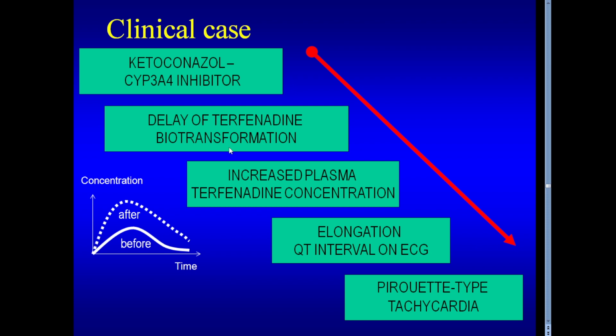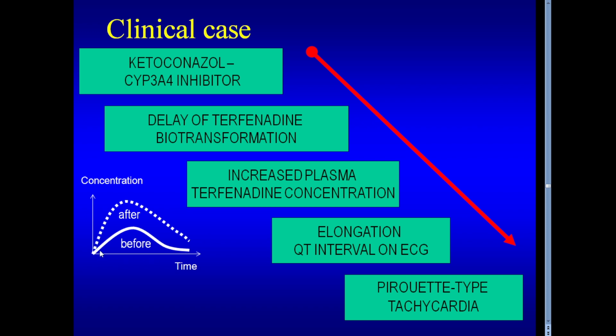So, ketoconazole belongs to CYP3A4 inhibitors. It inhibits this enzyme. But terfenadine is metabolized by this enzyme. That's why biotransformation of terfenadine is delayed, and the concentration of terfenadine is increased.